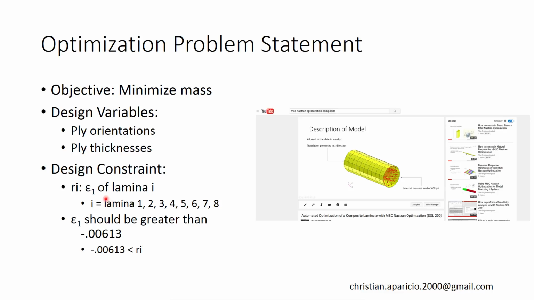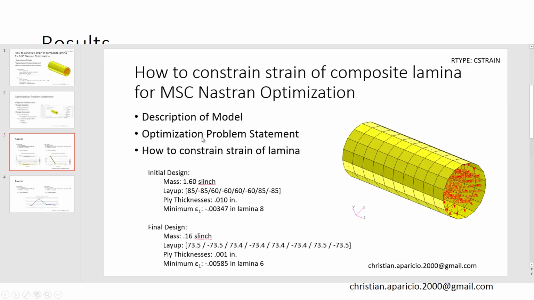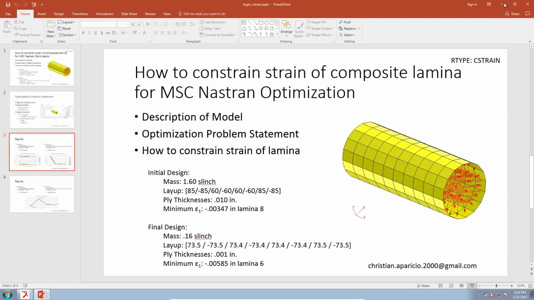So we are going to impose a strain on lamina 1, 2, 3, 4, all 8 laminas in the laminate. And we are going to say that the minimum strain should be no less than negative 0.00613. Now let's go ahead and walk you through the process of doing that for MSC Nastran.